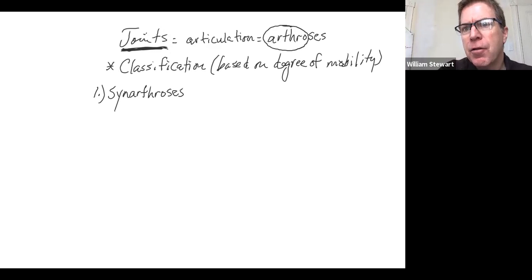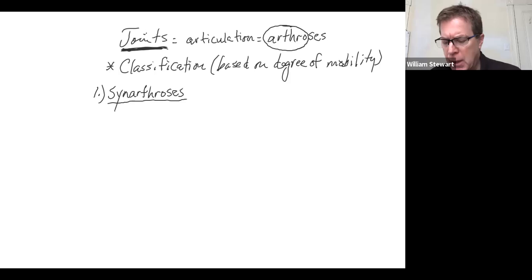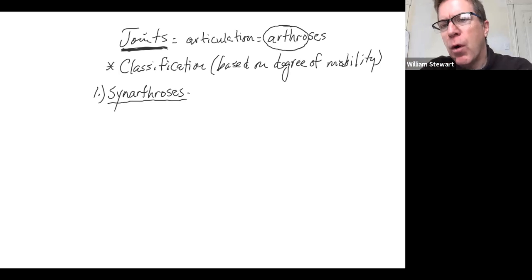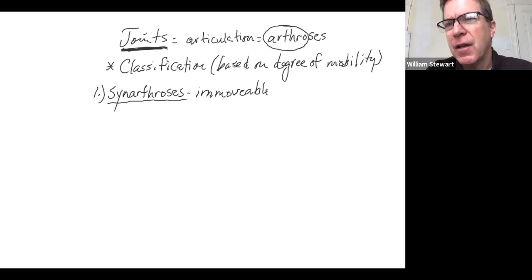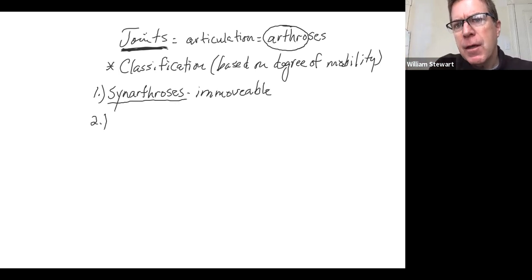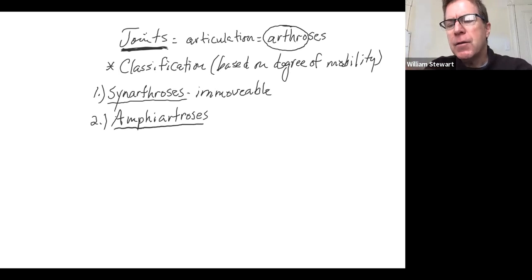A synarthroses is a joint that is, I'm just going to write one word, immovable. So there's no movement at a synarthrotic joint. Second type is amphi, A-M-P-H-I, amphiarthroses. Remember, arthroses just means joint. And these are joints that are slightly movable.